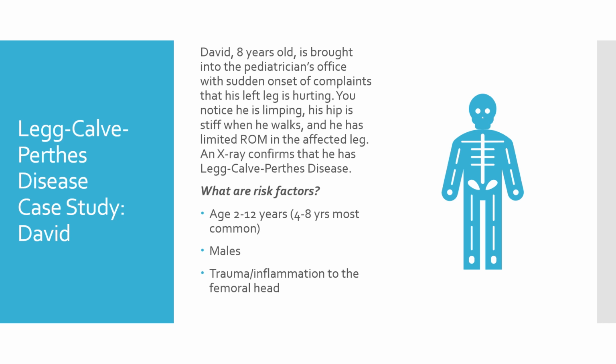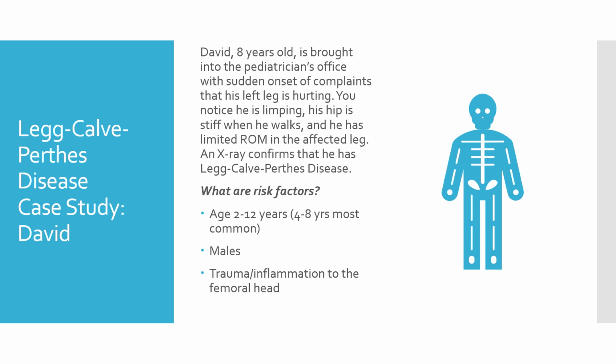So let's talk about David. He's 8 years old, brought to the pediatrician's office with a sudden onset of complaints that his left leg is hurting. You notice he is limping, his hip is stiff when he walks, and he has limited range of motion in the affected leg. An x-ray confirms that he has Legg-Calvé-Perthes disease.